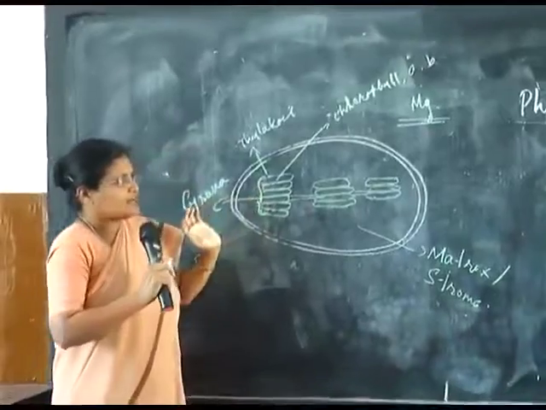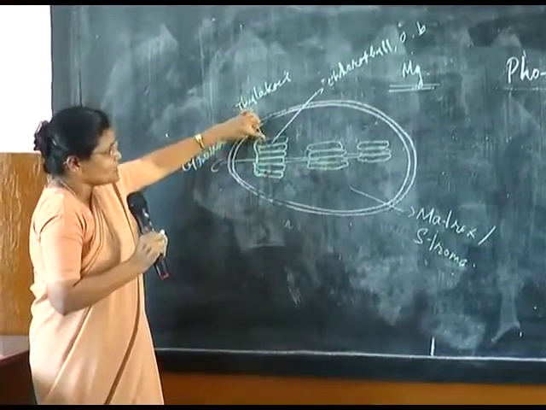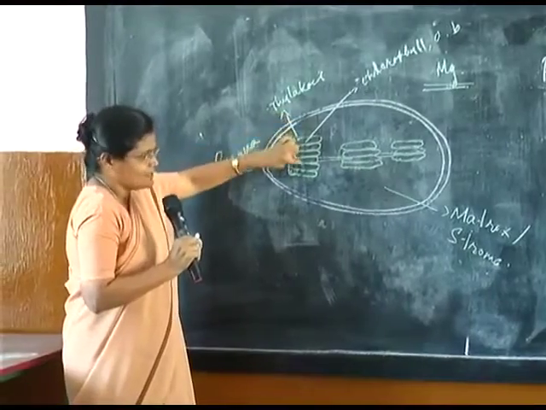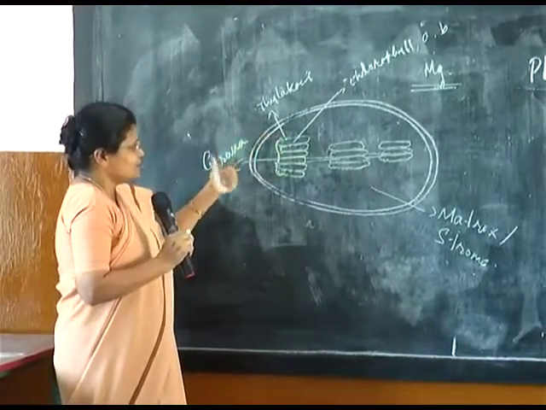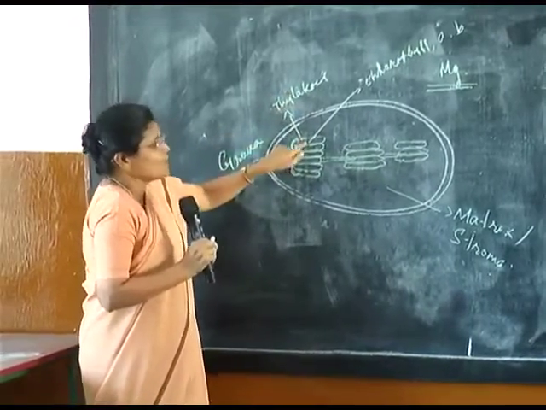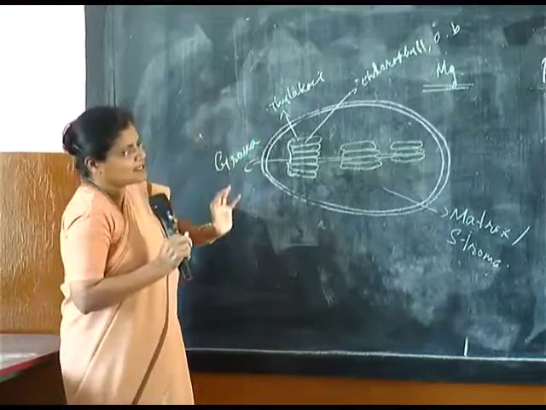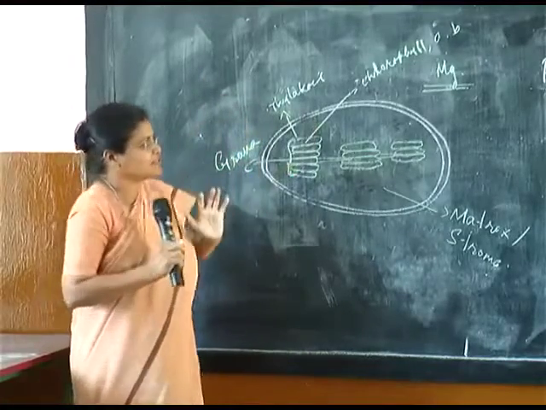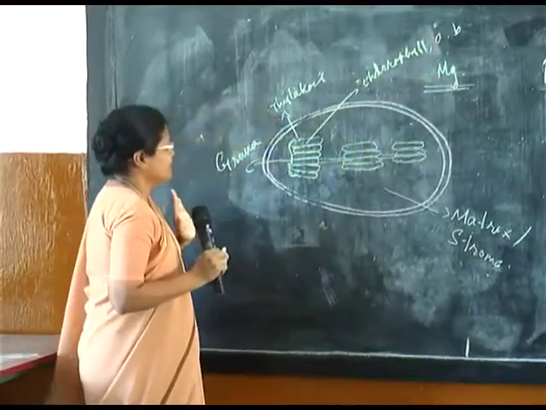Getting back to the diagram over here. I told you, inside each thylakoid, remember? The group of thylakoids is called a grana. Each coin is called a thylakoid. And in each thylakoid you have the chlorophyll, and the commonly found chlorophyll molecules that take part in photosynthesis are chlorophyll A and chlorophyll B.